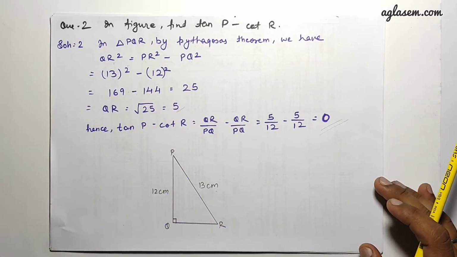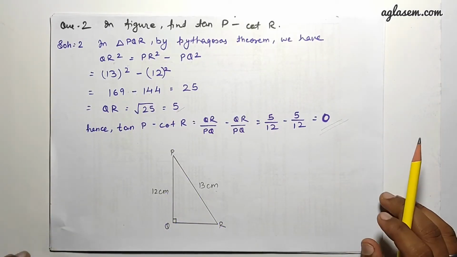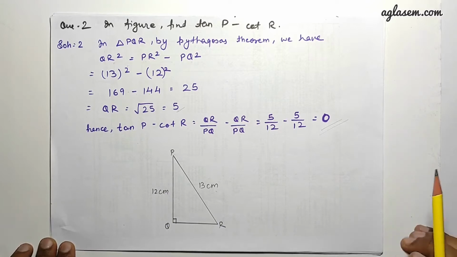So question number 2 says, in figure find tan P minus cot R. So let's start with the solution.